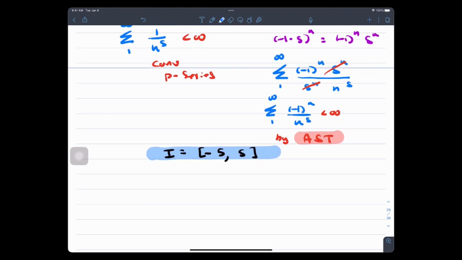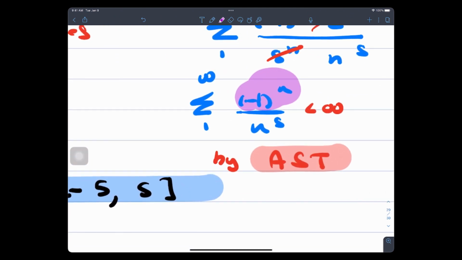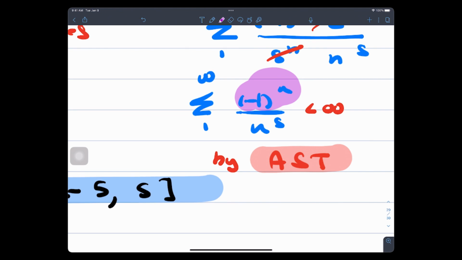Would it be wrong for us to assume that we're going to utilize AST, the alternating series test, if we end up with a -1 to the n power? Well, if you see an alternating series, I would suggest you use the alternating series test. Does that kind of make some sense? If you see an alternating series, I would plug it into the alternating series test criteria.